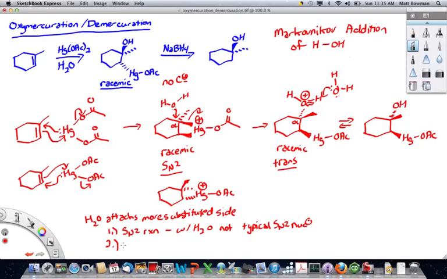Moreover, the nucleophile is attacking the more substituted side. These two things tend to go against standard SN2 reactions. The reason it's allowed in this case is this three-membered ring with a mercury group. It's not your typical SN2 electrophile.